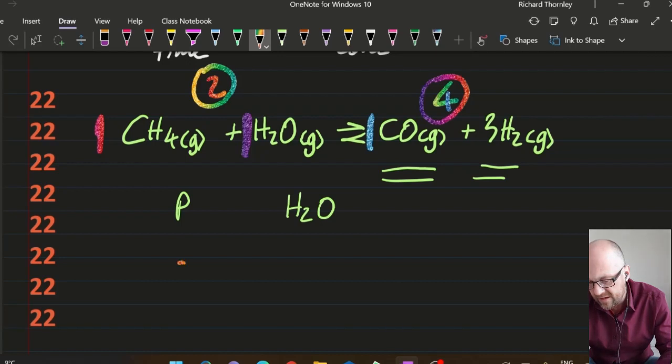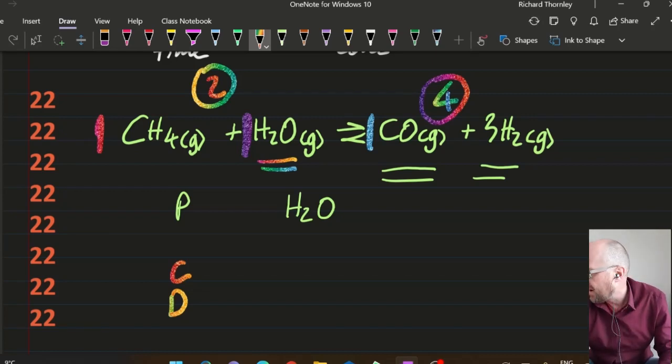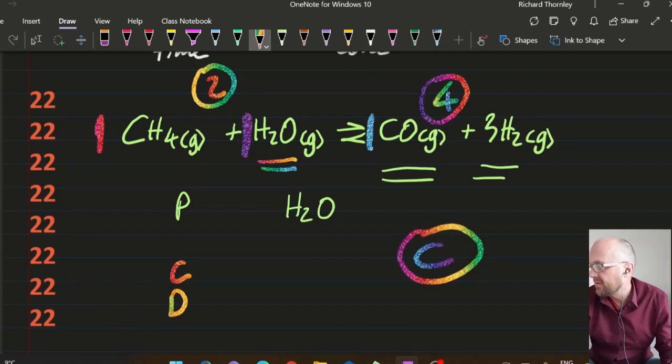So that's going to be C or D. And the amount of water, well, if I add water, that's a stress on the equilibrium, and it's going to shift to the right to oppose the stress. So I need to increase the amount of water. So that will be doubled. So halved and doubled, that's C. So 22 is C. Yep.